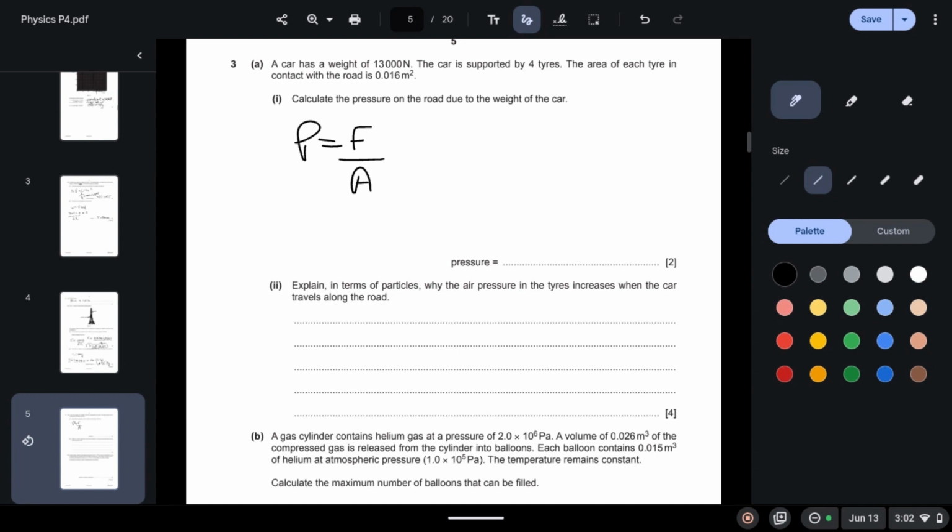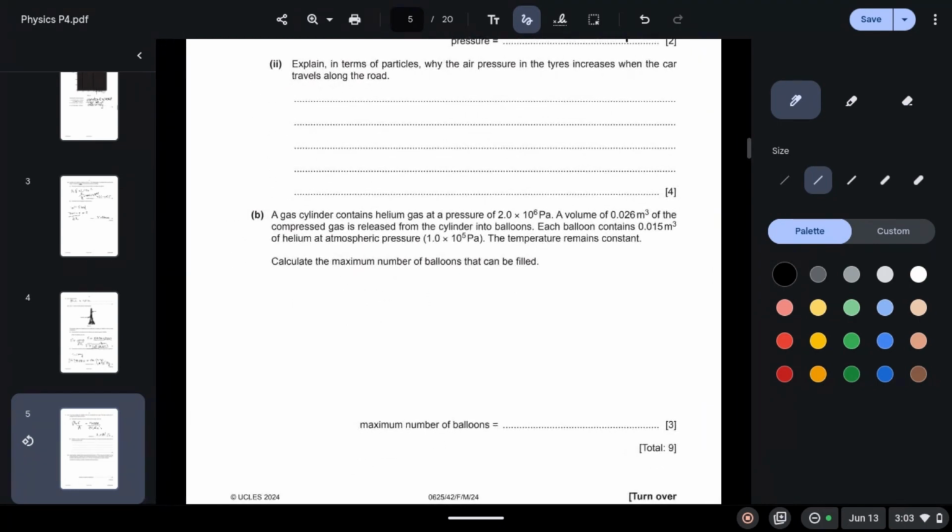In this case, force is the weight of the car and the area will be the combined area of all 4 tires. So force is 13,000 and area would be the area of the 4 tires, so multiply by 4. So when you solve this, your answer will be 2 into 10 to the power 5 pascals.